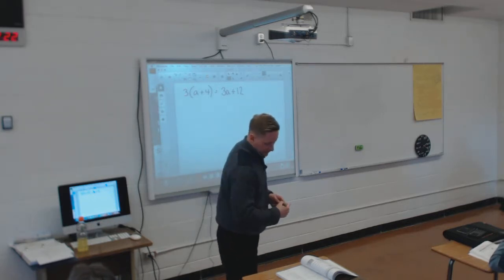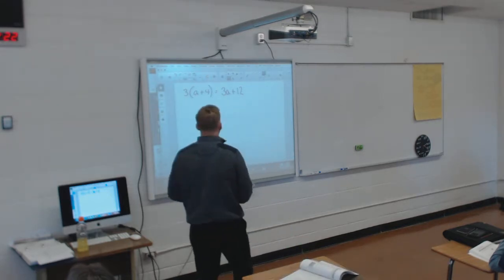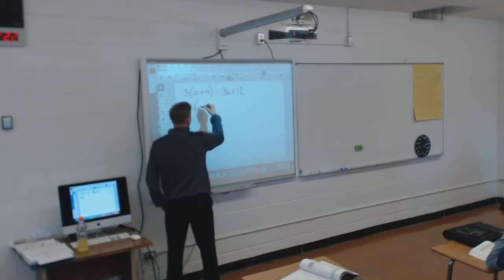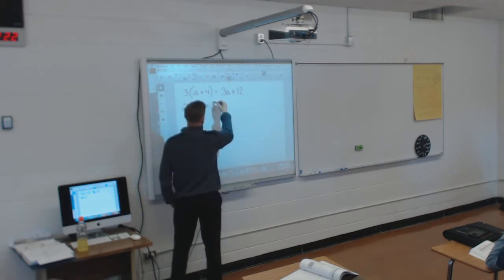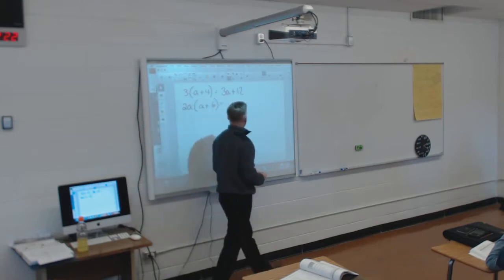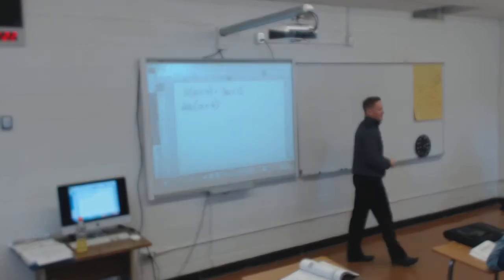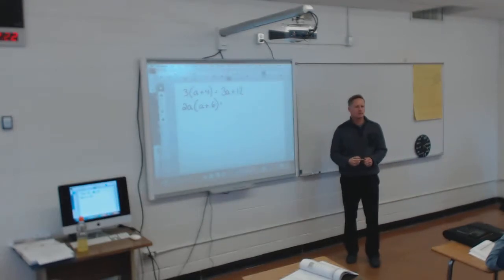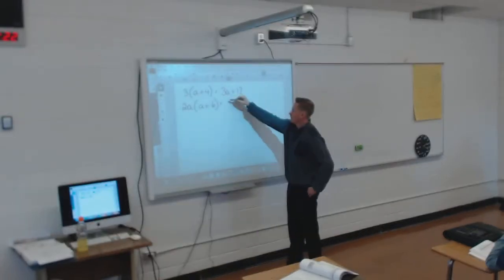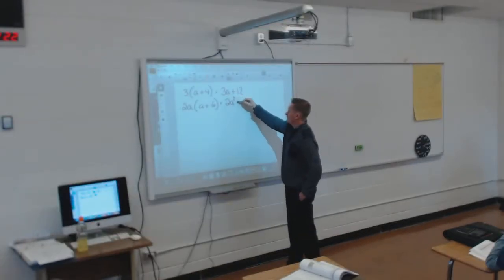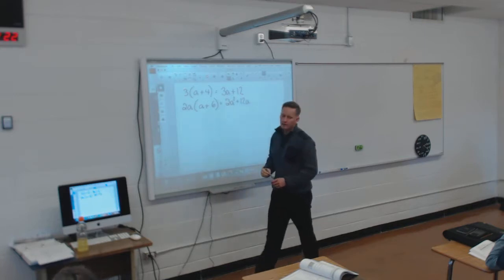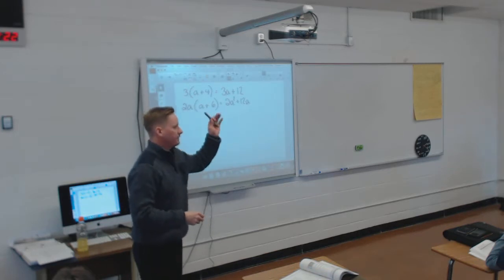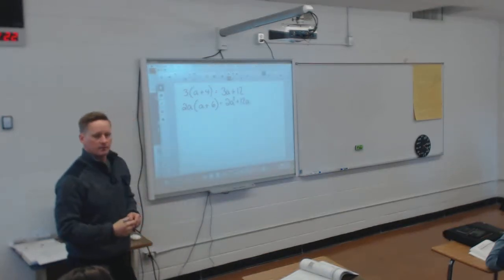Yeah? Okay. So what we're going to do is take a little bit more extreme examples. So let's try one more. I have 2a on the outside of the bracket, multiplied by a plus 6. What does that equal? Go ahead, David. 2a squared plus 12a. Do we agree or disagree? How many of us agree with that? Anybody disagree? Who doesn't know?